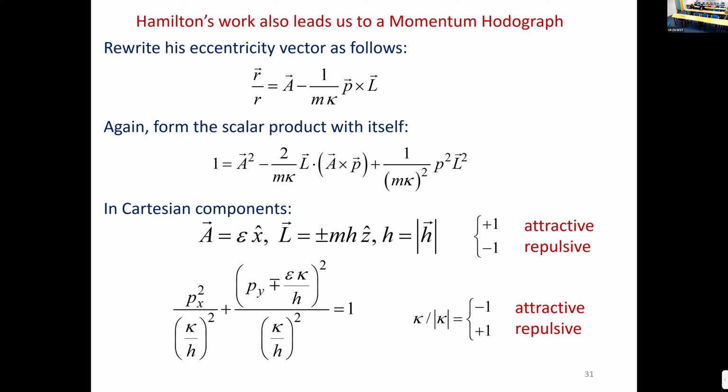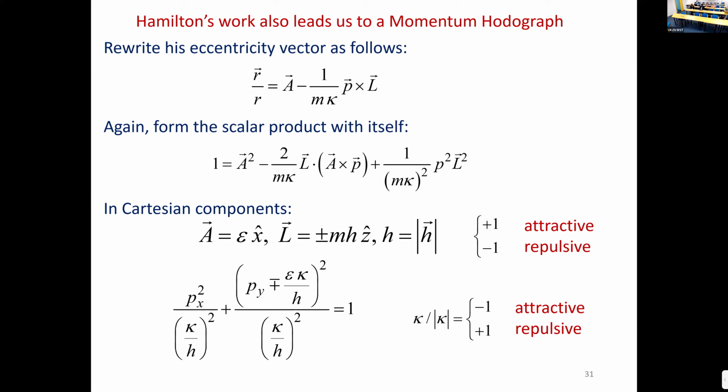Orbital angular momentum: the two drawings we did last time were the same trajectory where the center of force is either the focus or the conjugate focus. You get plus or minus mass times h times z there.